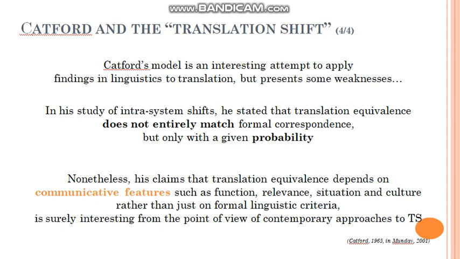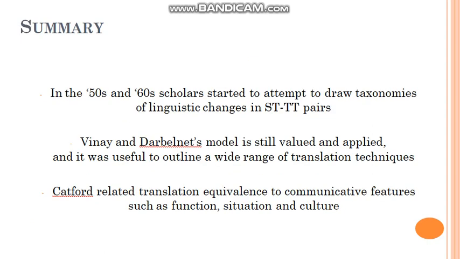It's surely interesting from the point of view of contemporary approaches to the text. In the 50s and 60s, scholars started to attempt to draw taxonomies of linguistic changes in source text and target text pairs. The Vinay and Darbelnet model is still valued and applied in various languages, and it was useful to outline a wide range of translation techniques in literary terms. And Catford related translation equivalence to communicative features such as function, situation, and culture.